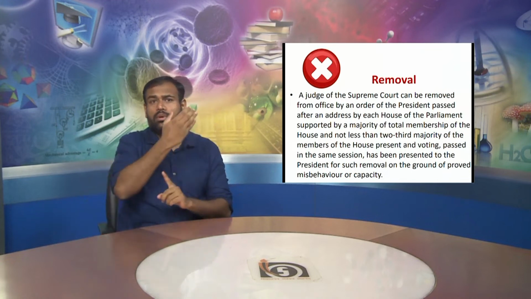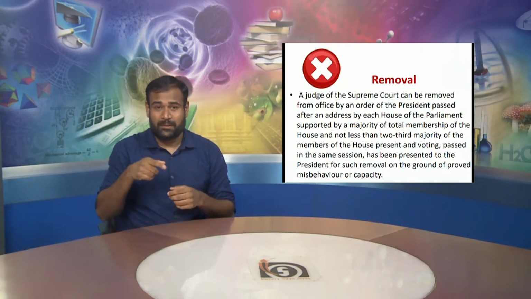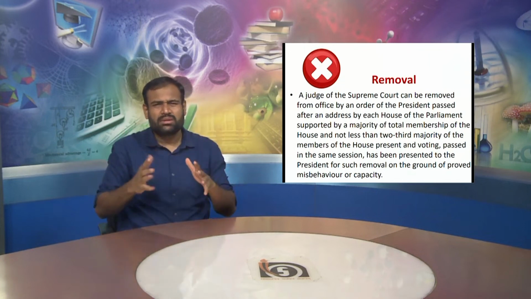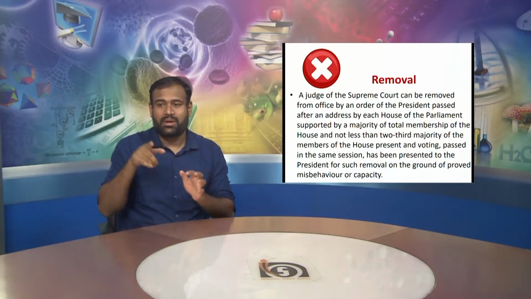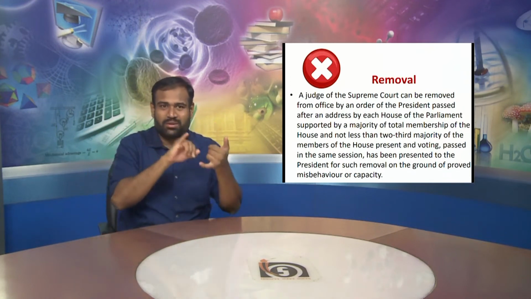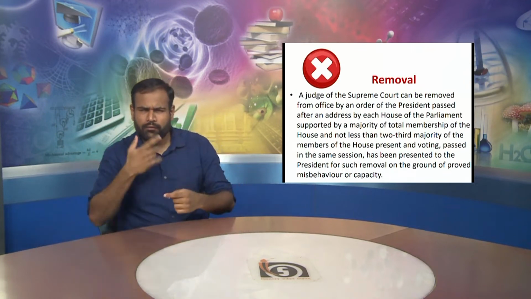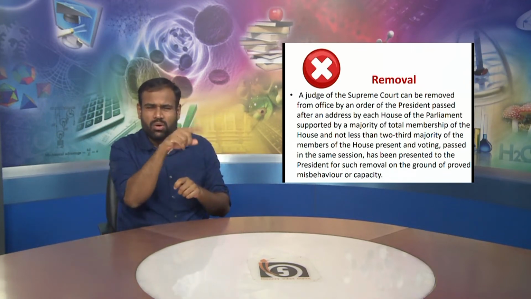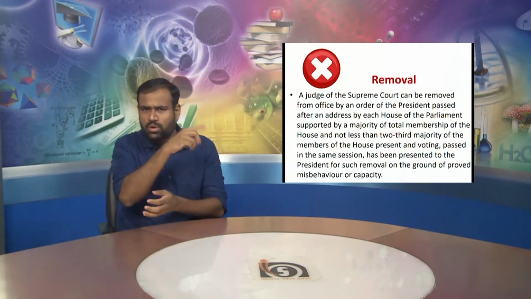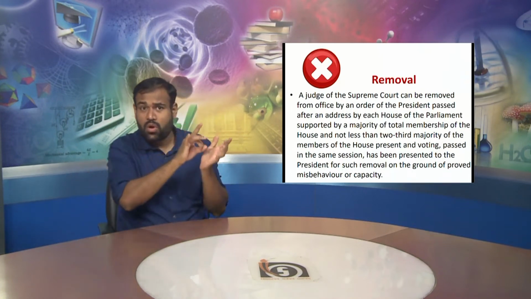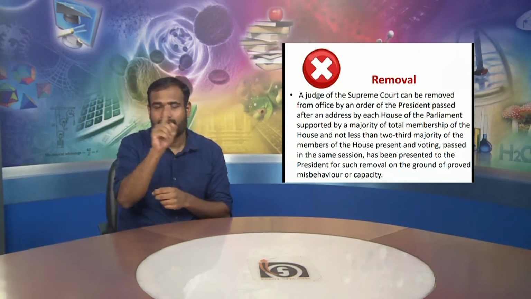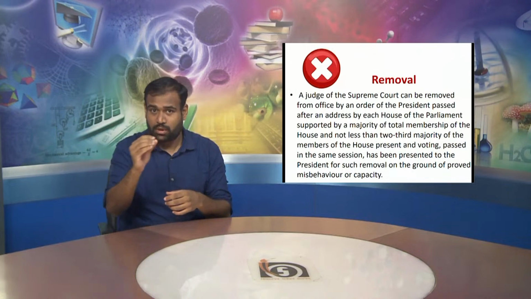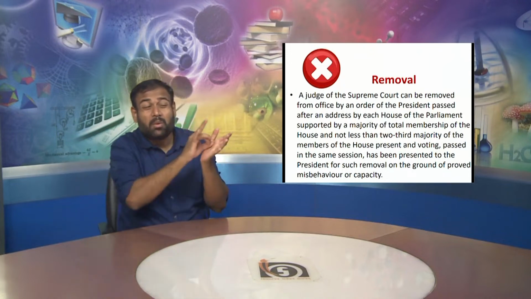Let us now understand the removal process. A judge of the Supreme Court can be removed from office by an order of the President passed after the address by each House of the Parliament, supported by a majority of total membership of the House and not less than 2/3 majority of the members of the House present and voting, and passed in the same session, presented to the President for such removal on the grounds of proved misbehavior or incapacity.